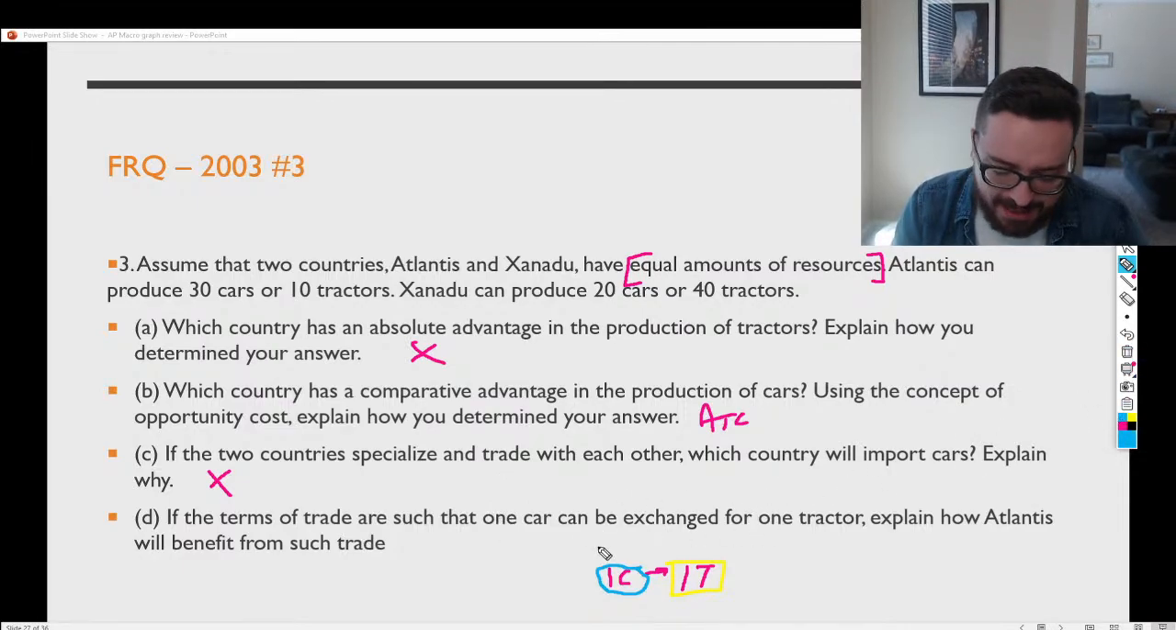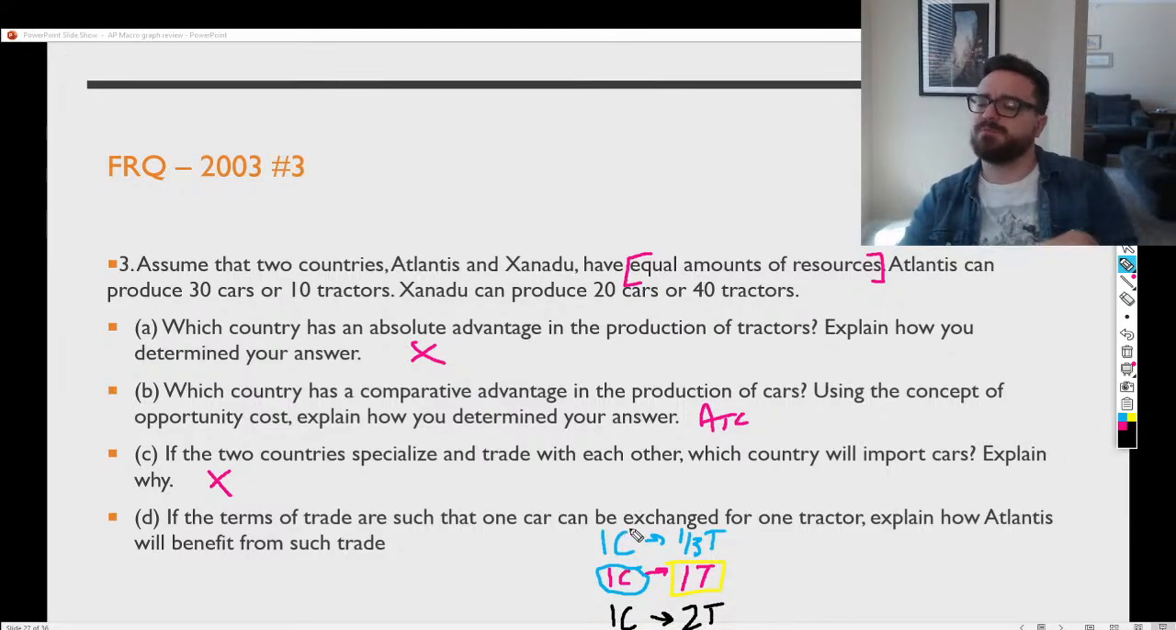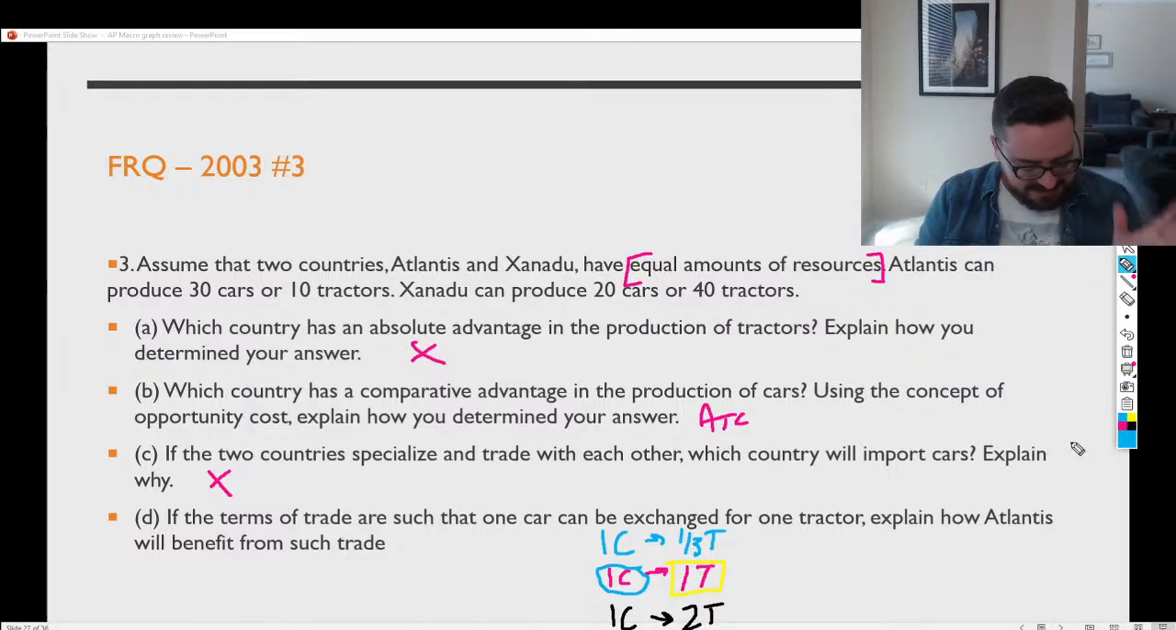For Atlantis, the opportunity cost of producing 1 car was 1/3 of a tractor. For Xanadu, I don't think the yellow will be very easy to read, so I'm just going to use the black. The opportunity cost of producing a car is 2 tractors. So the blue is Atlantis, the black is Xanadu. Apologies for the yellow on that, but whatever, we'll figure it out. Okay, so I have my opportunity costs, I have the range.